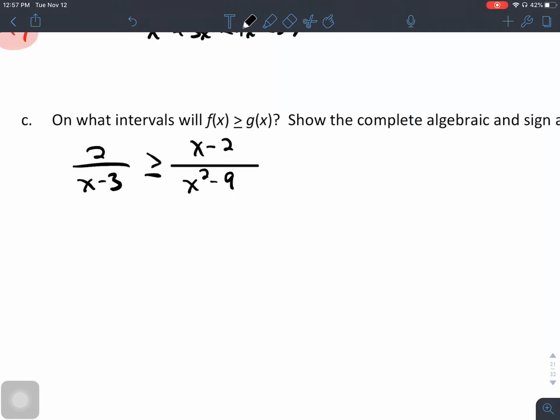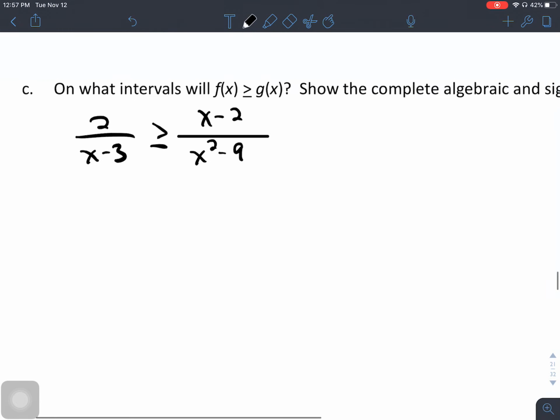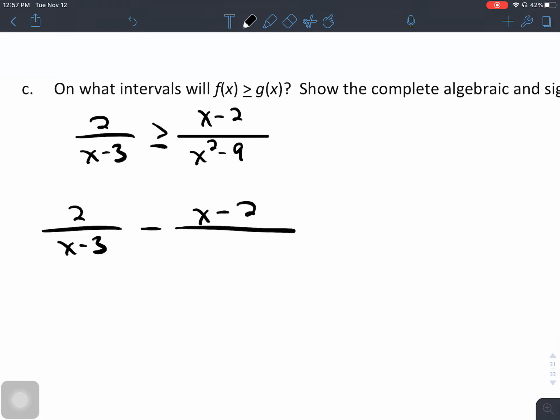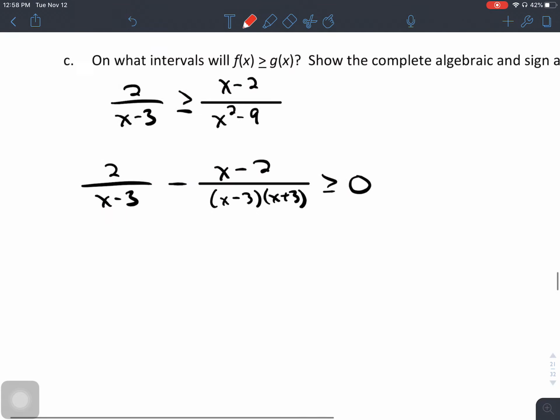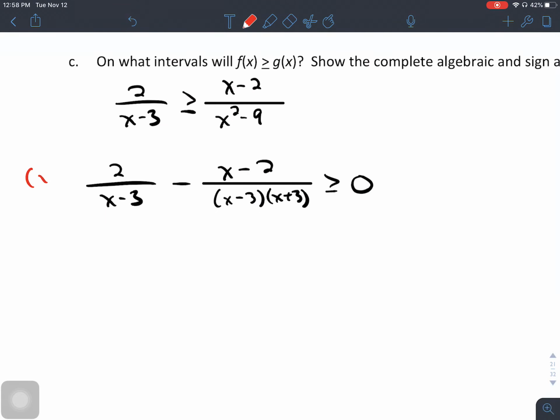We're going to get all the terms on the same side. I'm also going to take the liberty of factoring this second fraction. It factors into an x minus 3 and an x plus 3, difference of 2 squares. I want to get this into one fraction. To do that, I need common denominators. I'm going to multiply the first fraction by 1 in the form of x plus 3 over x plus 3.